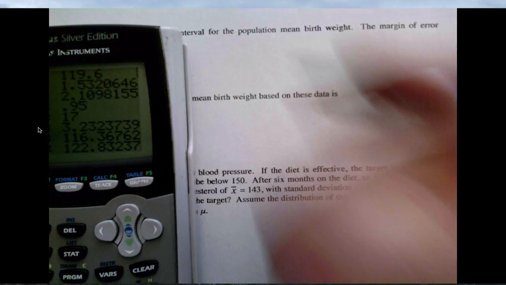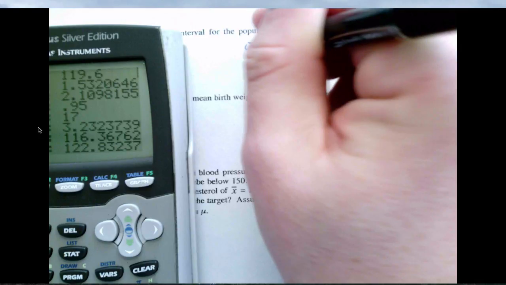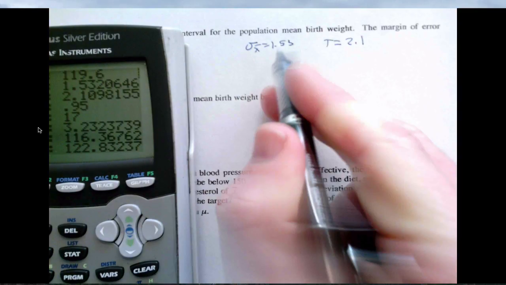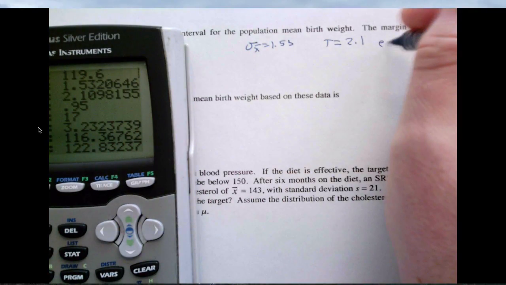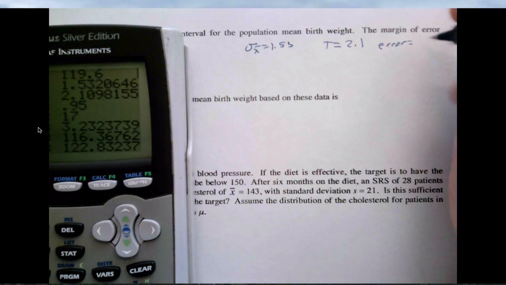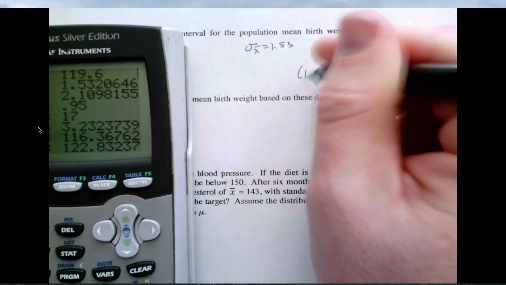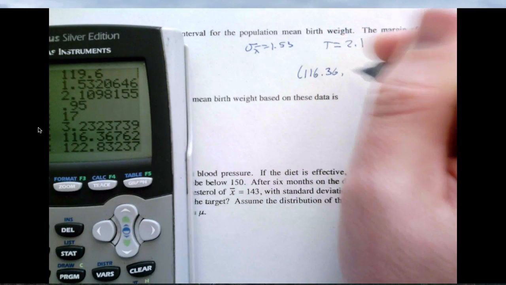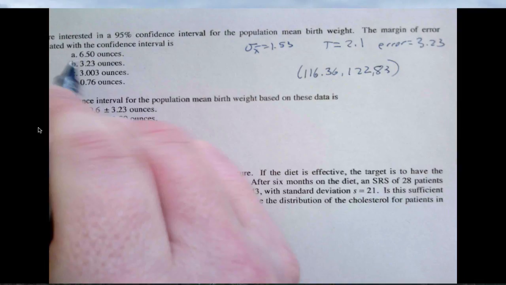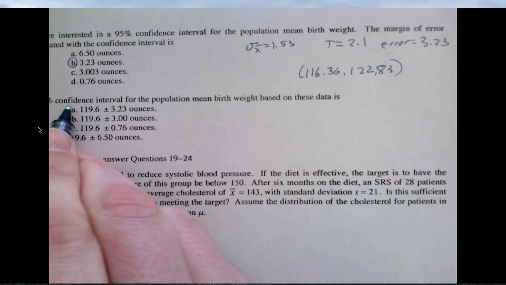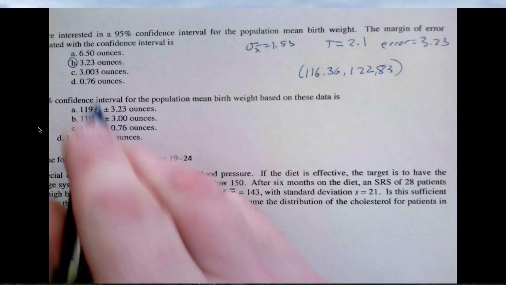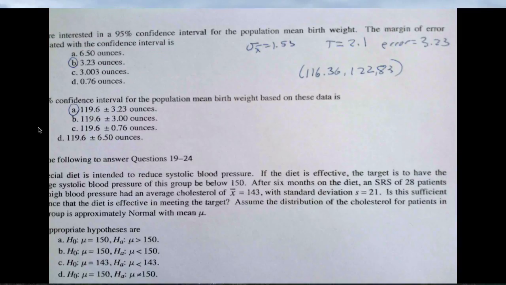I'm going to write down some of the things that I need. I know the standard deviation of x bar was 1.53. We did that on the last page. The t value is important here. That's 2.1. These two multiply together to create the error. So when I'm writing down the error, I'm really writing down what these two multiply to make, and that is 3.23. The interval is 116.36 to 122.83. So the error, 3.23, is B. The 95% interval for the population is the mean plus or minus the error, so we need 3.23 right there. Got it.